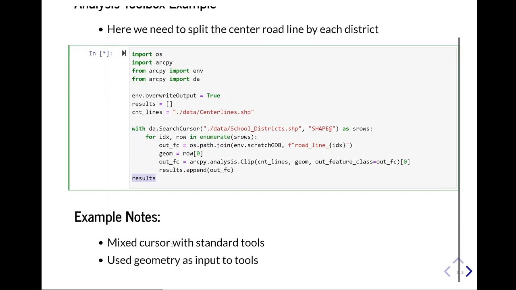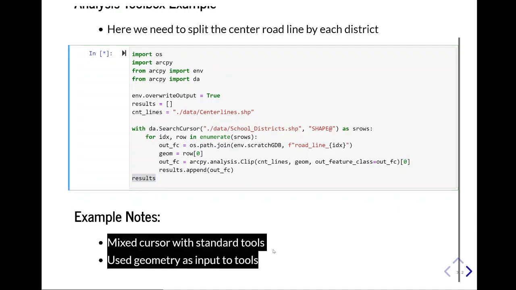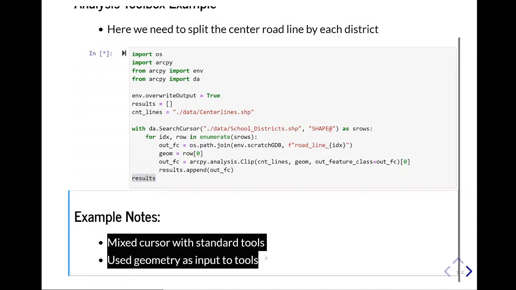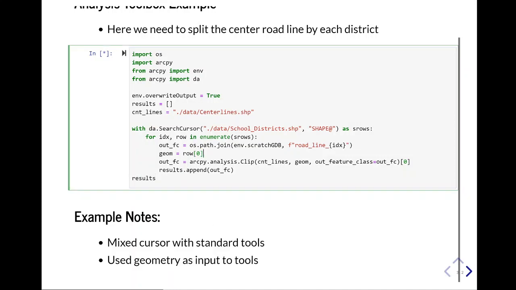And we can go ahead and print it out. So some things that we want to point out when we're talking about this is that we're using cursors with the standard tools, and we're also using geometries as our inputs for the tools. And that's really powerful. Not everything has to be a static data set. It can be in-memory data sets. It can just be geometries. And that'll allow us to do a lot of different things with analysis as we go through.